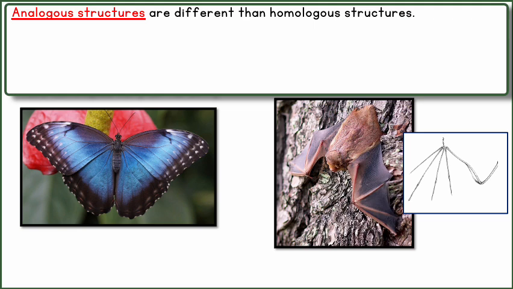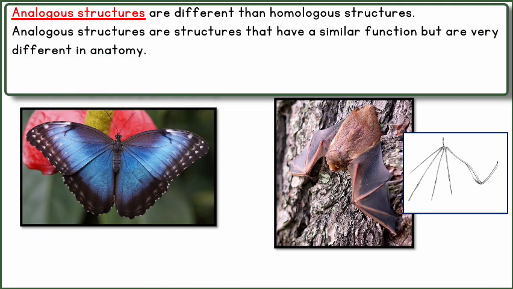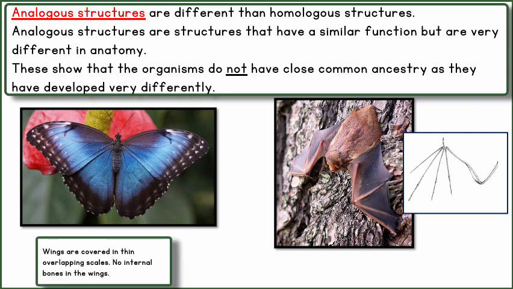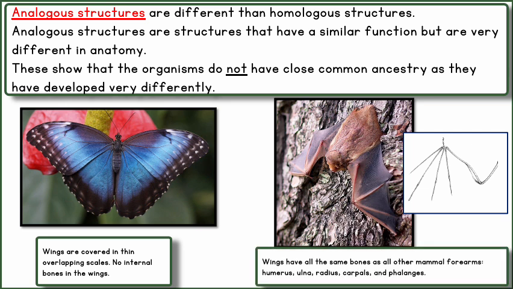Analogous structures are those that are different than homologous structures. Analogous structures are the structures that have a very similar function but are very different in their anatomy. These show that the organisms do not have a close common ancestor as they have developed very differently. Wings are covered in thin overlapping scales with no internal bones in their wings, whereas the wings of this bat all have the same bones as other mammals' forearms, being a humerus, ulna, radius, carpals, and phalanges.